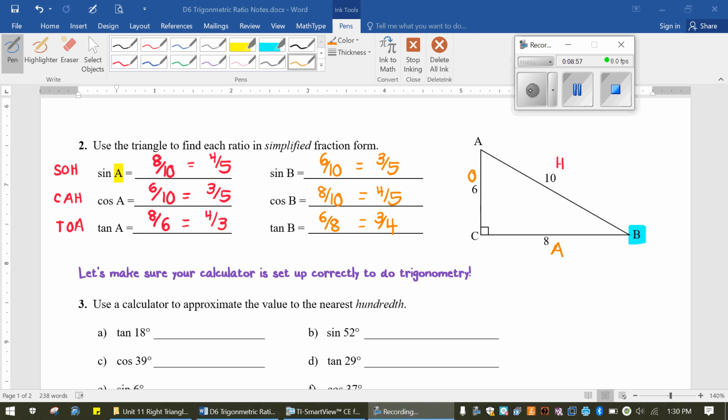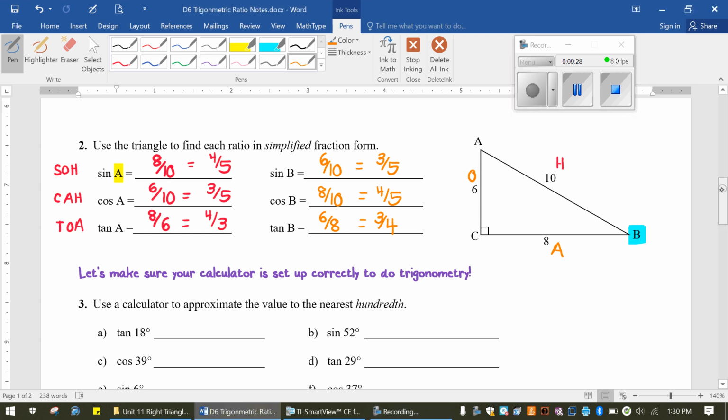Okay, so you can see that I wrote each ratio and then I reduced it. So let me go through those quickly. So from angle B, sine, opposite 6 over hypotenuse 10, reduces to 3/5. Cosine, adjacent, which is 8 over hypotenuse of 10, reduces to 4/5. And then tangent, opposite of 6 over adjacent of 8, reduces to 3/4.